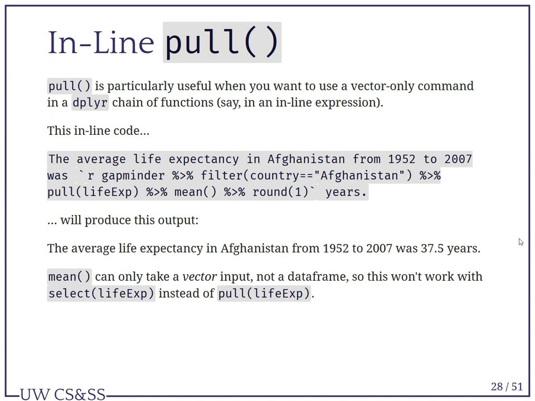So mean can only take a vector input, not a data frame. So this won't work on select instead of pull.